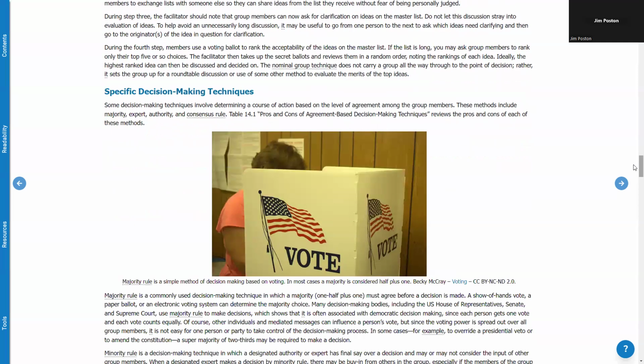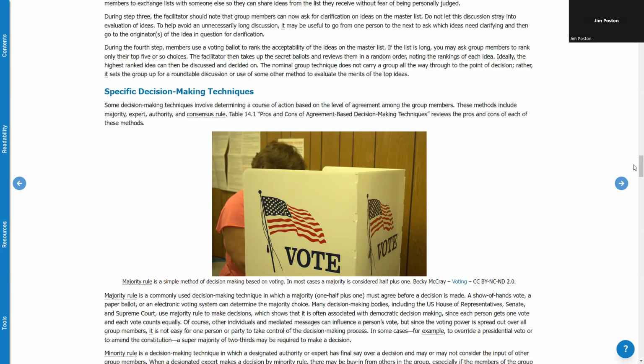During the fourth step, members use a voting ballot to rank the acceptability of the ideas on the master list. If the list is long, you may ask group members to rank only their top 5 or so choices. The facilitator then takes up the secret ballots and reviews them in random order, noting the rankings of each idea. Ideally, the highest ranked idea can then be discussed and decided on.